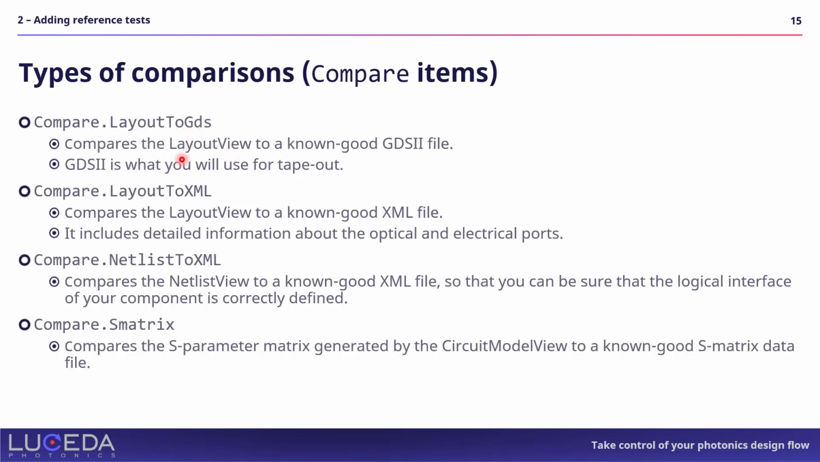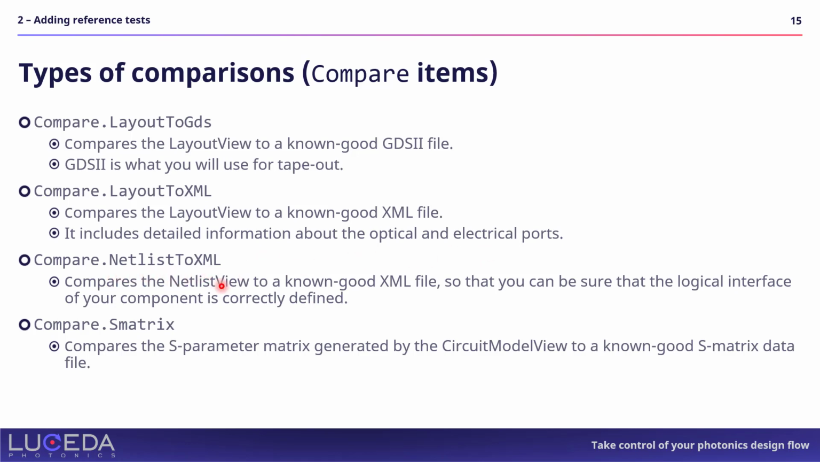Layout to GDS compares the layout view of IPKISS to a known good GDS file. GDS files are what you use for your tapeouts. Layout to XML compares the IPKISS layout view to a known good XML file. This file will include detailed information about the optical electrical ports. So this test is also very useful.